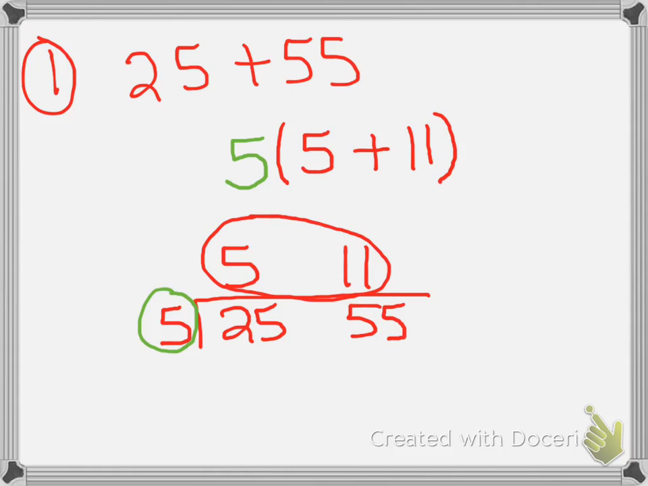Don't forget to check your answer by distributing your 5. 5 times 5 equals 25. 5 times 11 equals 55, giving us 25 plus 55, which is the addition problem that we began with. This concludes problem number 1. Let's move on to number 2.